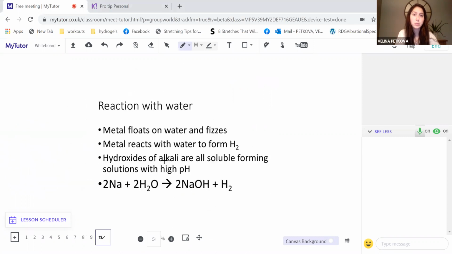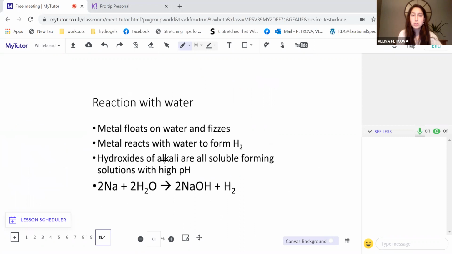So, their reaction with water. The metal floats on the water and fizzes, because when the metal reacts with water, it forms H2. So this fizzing that you see, the bubbles being released, is hydrogen gas. Then hydroxides of the alkali metals are formed, and these are soluble in the solution. That's why they're called the alkali metals, because they form these soluble hydroxides and form alkaline solutions.